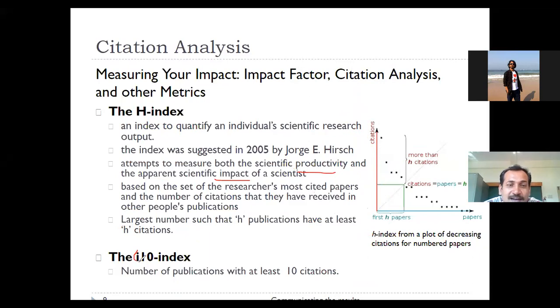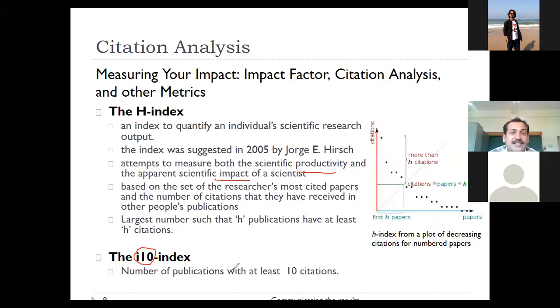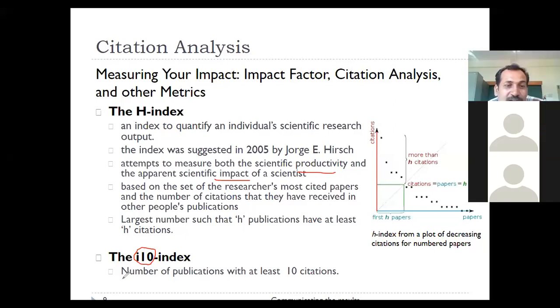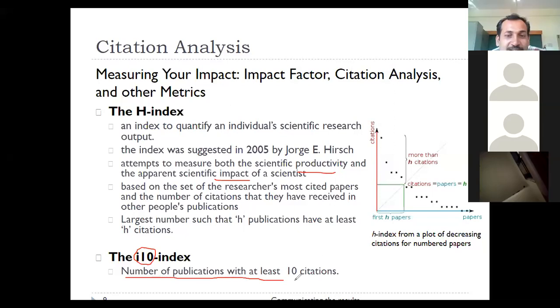Then we have another index, the I-10 index. It is an immediacy index. How many research articles have been cited in the recent 10 years? That will be counted by the I-10 index, right? How many research papers have at least 10 citations? That will be counted. That will give the I-10 index. Minimum 10 citations. How many papers do you have? Depending on that, we will get the I-10 index.